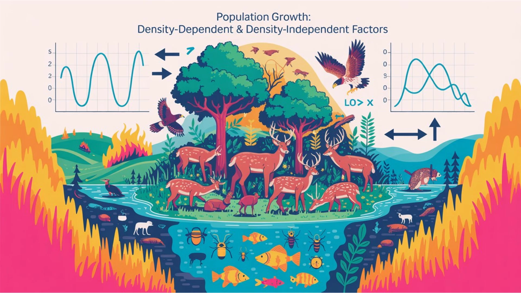Welcome everyone. Today we will explore population growth, focusing on what influences whether populations rise, stabilize, or decline. The key theme is that growth isn't indefinite. It is shaped by both density-dependent factors like competition and disease and density-independent factors like disasters or climate extremes. These forces interact to regulate ecosystems, ensuring populations don't spiral out of balance.